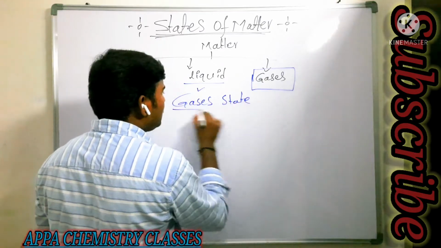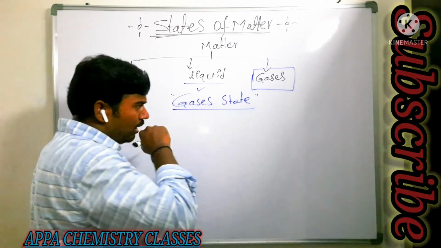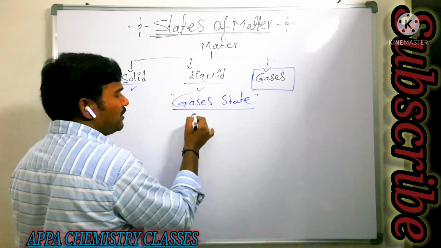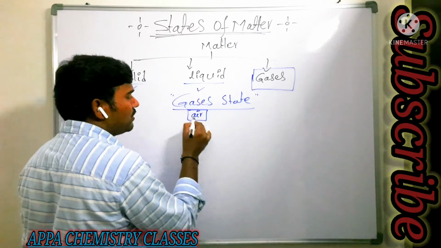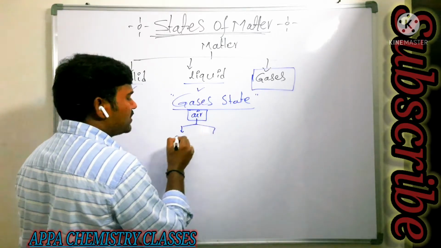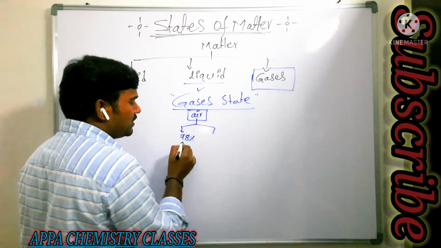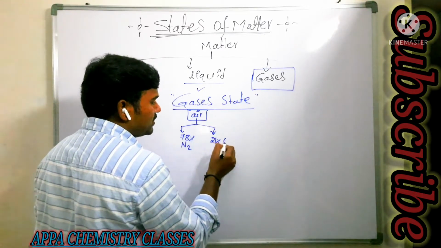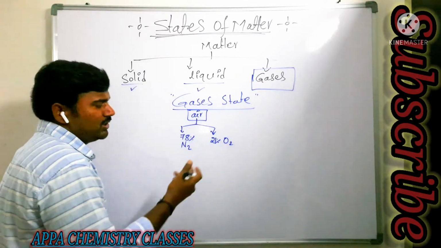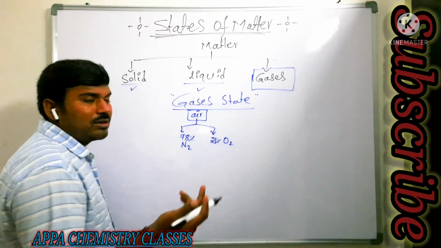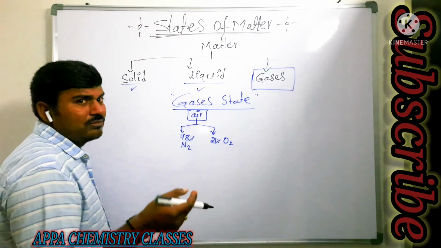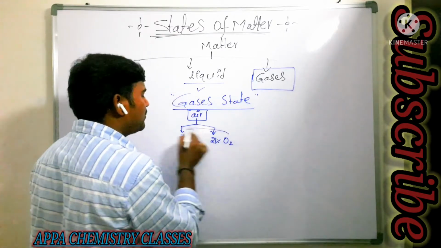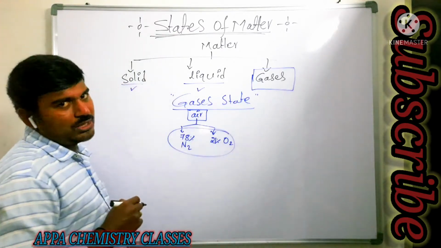Now for the gaseous state of matter, if you look at the atmosphere, air consists of around 78% nitrogen and remaining 21% oxygen. The remaining 1% consists of other components like argon, carbon dioxide and other gases. Most of the percentage of air is occupied by nitrogen and oxygen.